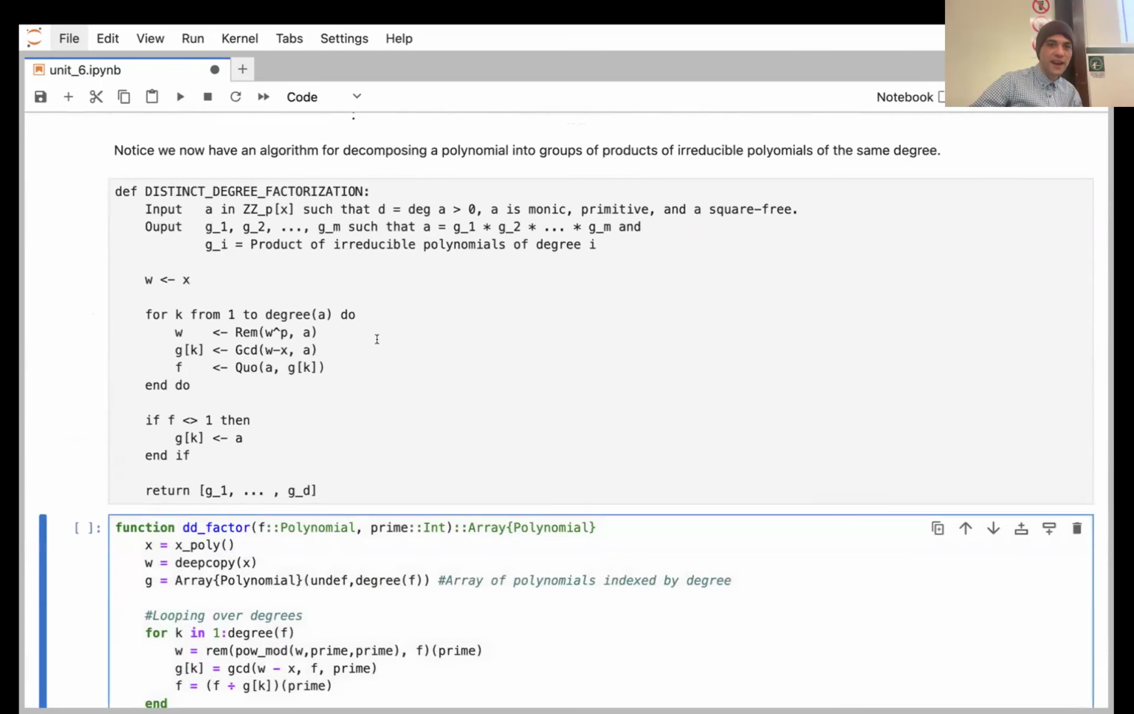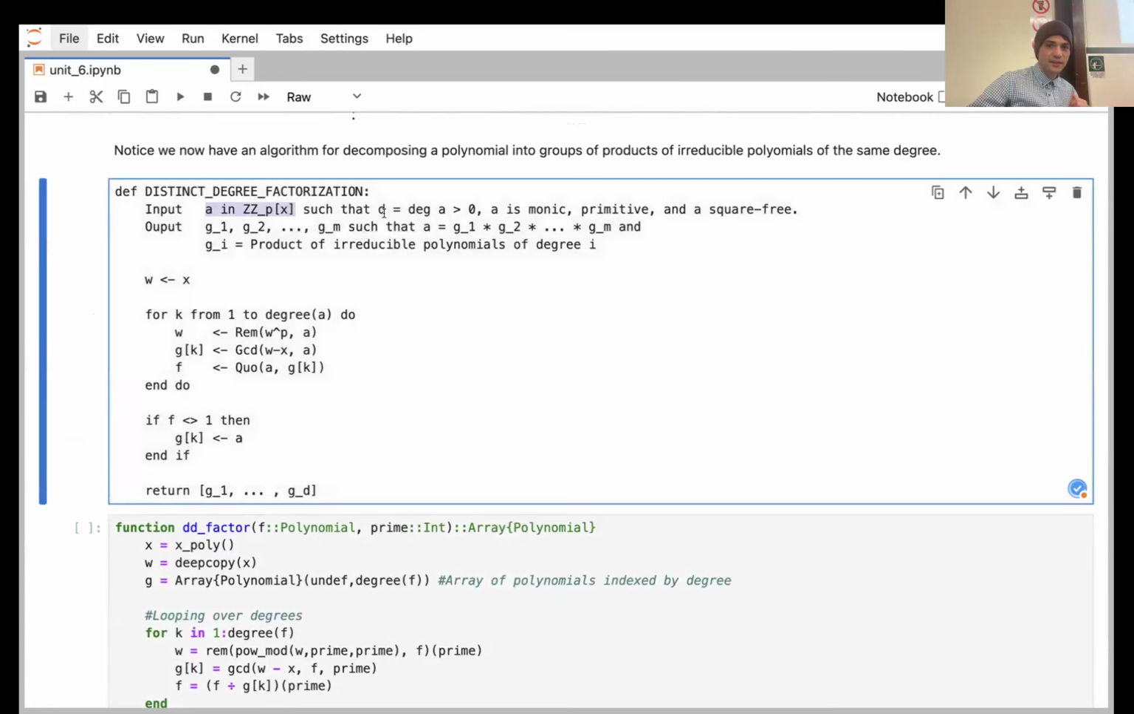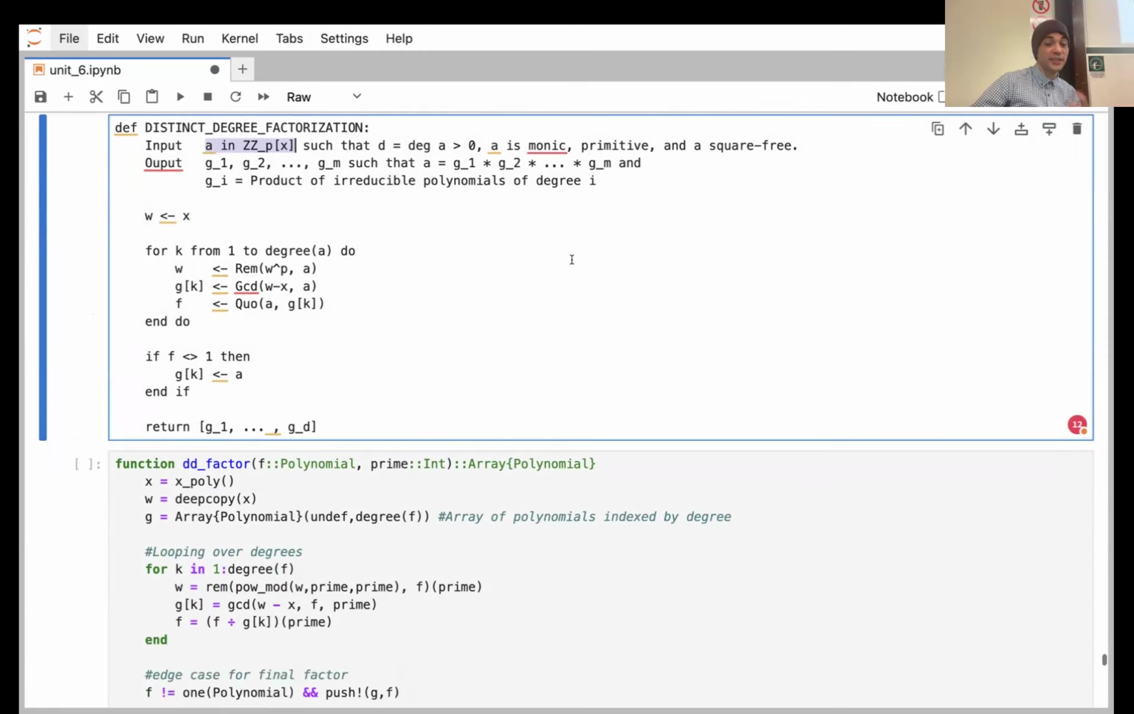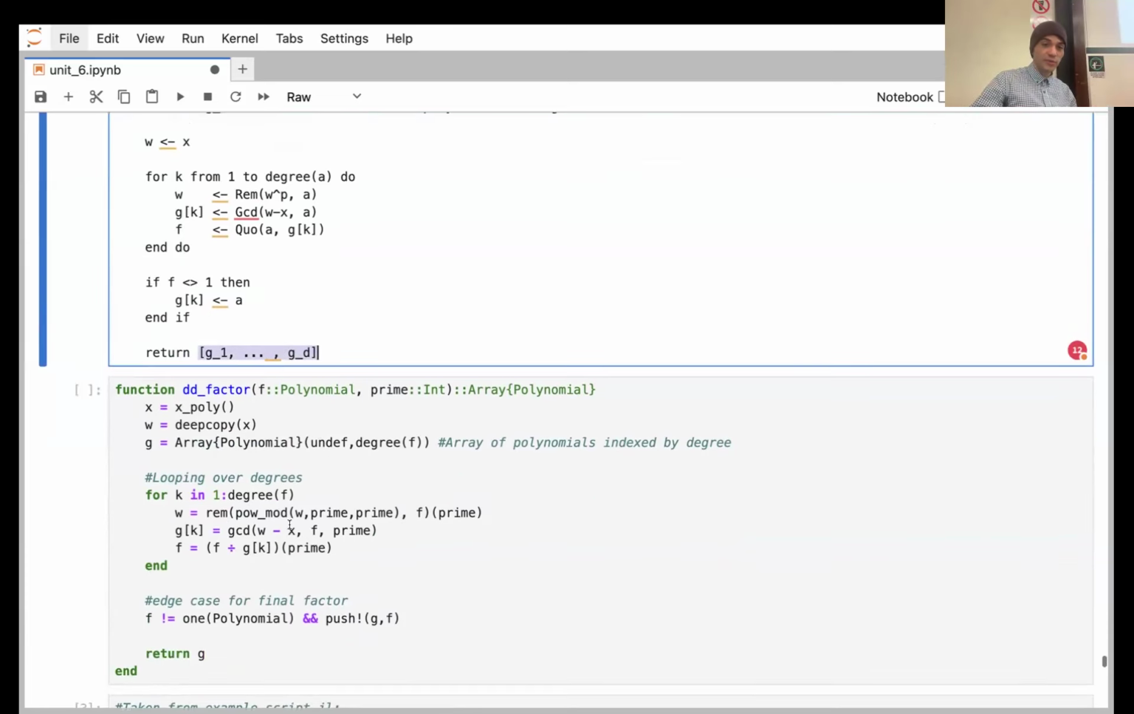All right, so this distinct degree factorization. You give me a, where the degree of a is greater than 0, so we're not trying to factor an integer. A is monic, primitive, and square free. This is going to output a sequence of g's, g1, g2 through gm, such that the product of the g's is equal to a, and gi is the product of irreducible polynomials of degree i. So it's exactly what I told you the objective would be. And now we know what this algorithmically is going to look like, where we're going to turn a list of this. So this effectively is just implementing that pseudocode.